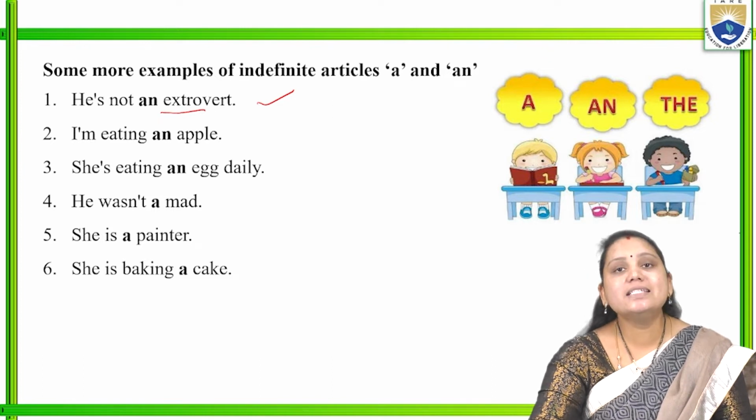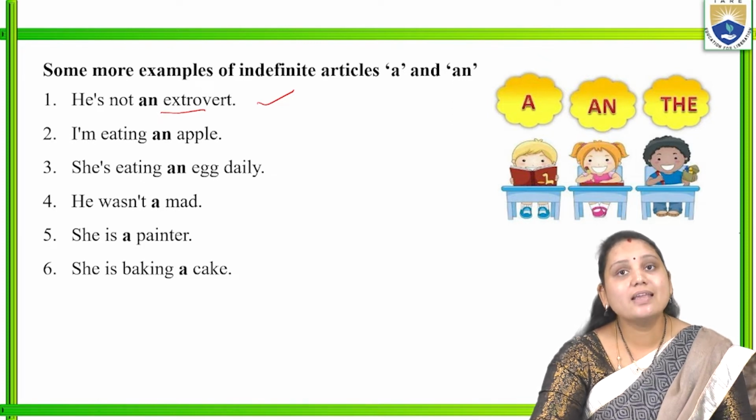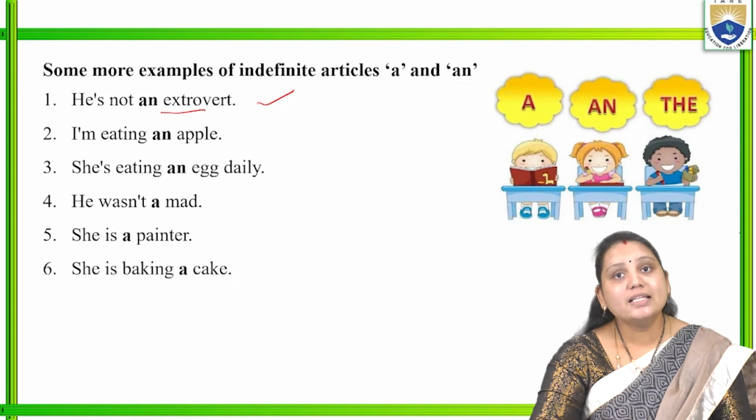Next. I'm eating an apple. A-E-I-O-U. Vowel sound. Again. Next. She is eating an egg daily.